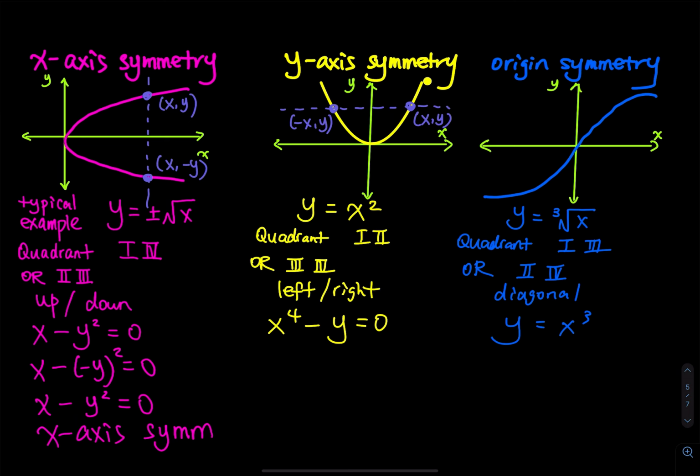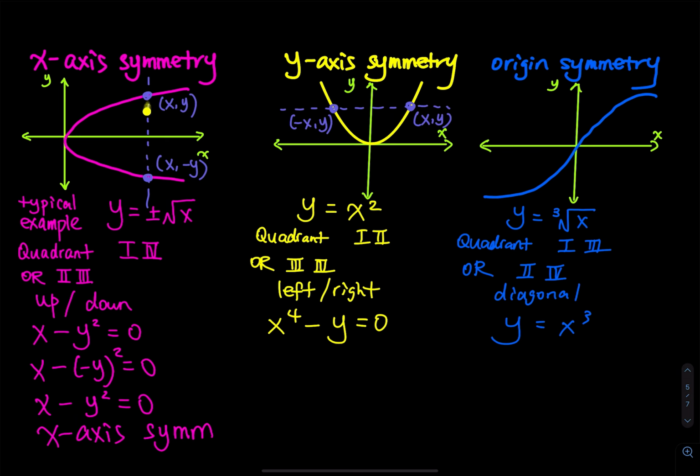And then for the y-axis symmetry, the typical example that I use is y equals x squared, which is a parabola. So let's compare x-axis and y-axis. For the x-axis, when you test an x value, so let's say x equals 5, do we agree that x equals 5 is the entire vertical line? So that's why we test this graph using a vertical line. Just imagine this. x equals 5 is right over here. So it's the entire vertical line.